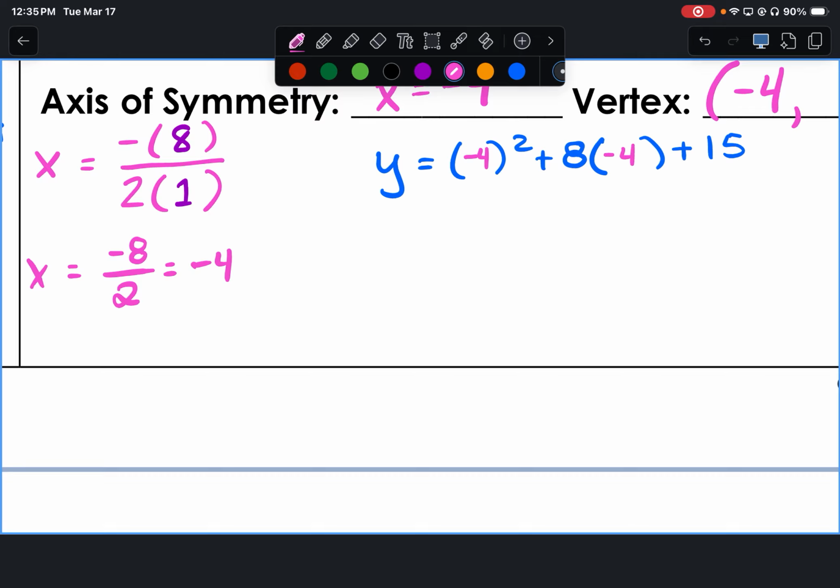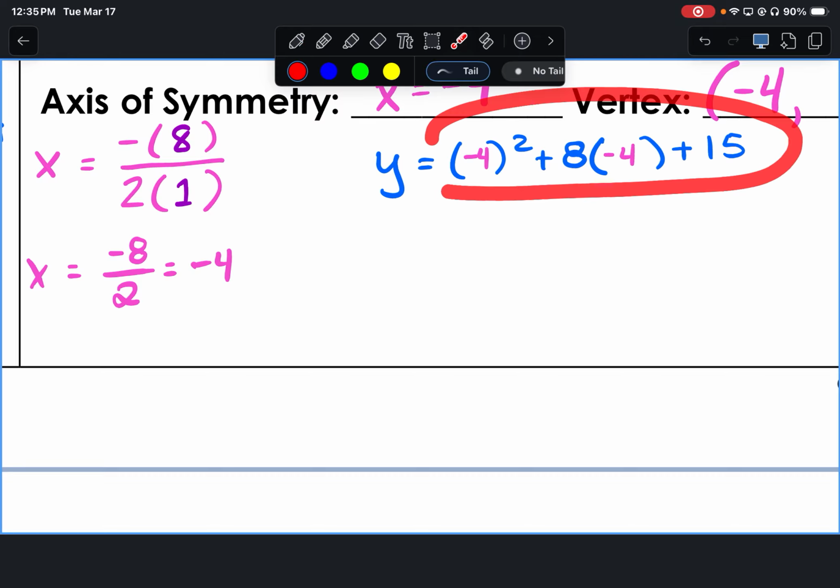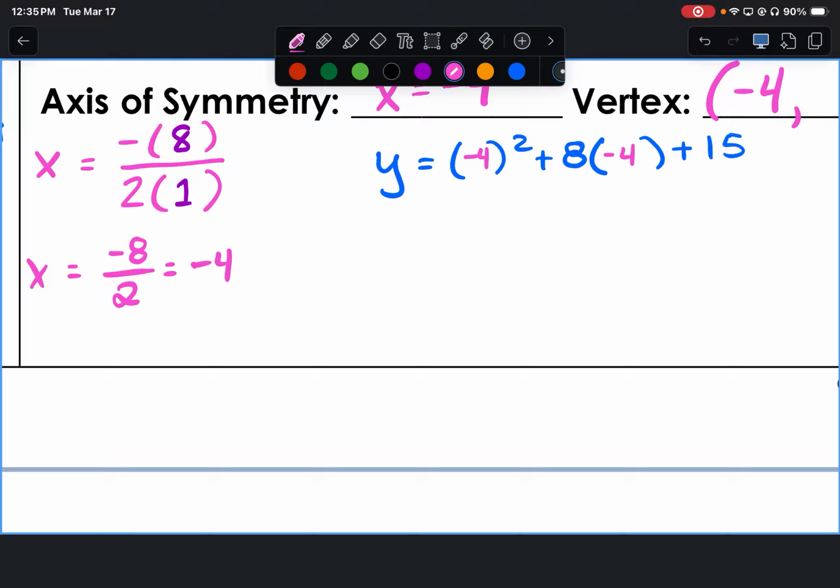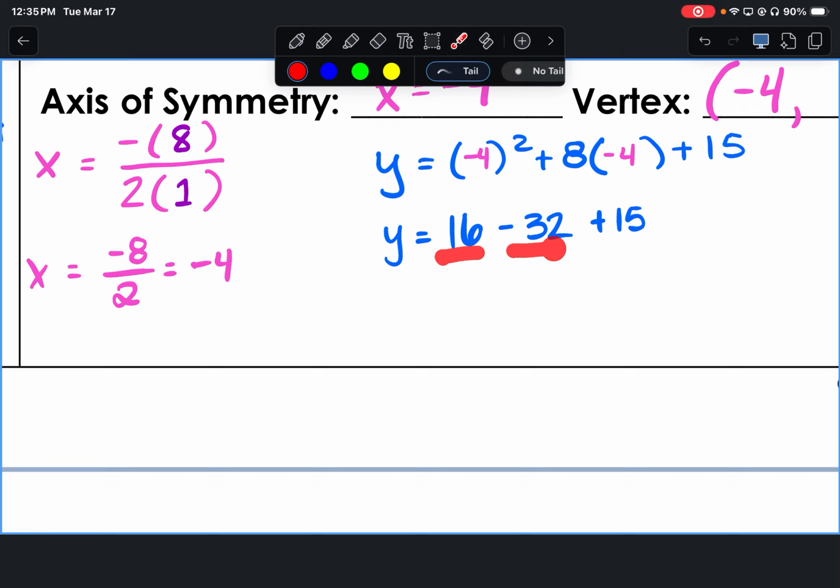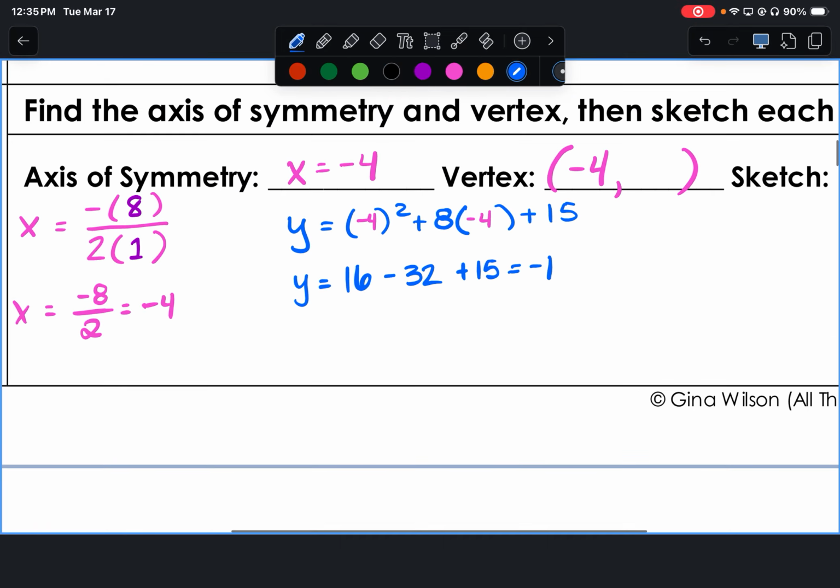And again, if you use parentheses correctly, you can just type that into your calculator. What is -4 squared? Positive 16. What is 8 times -4? Then we have plus 15. What is 16 minus 32? What is -16 plus 15? So our y coordinate here is -1.